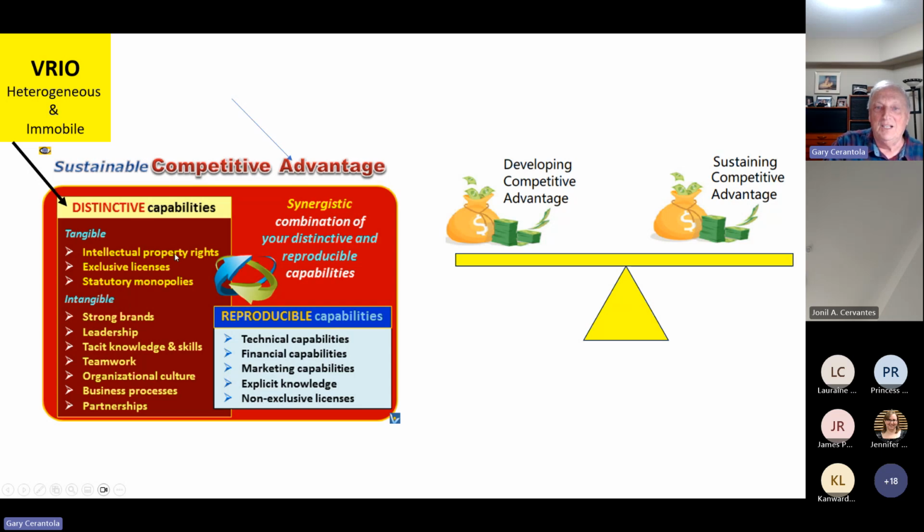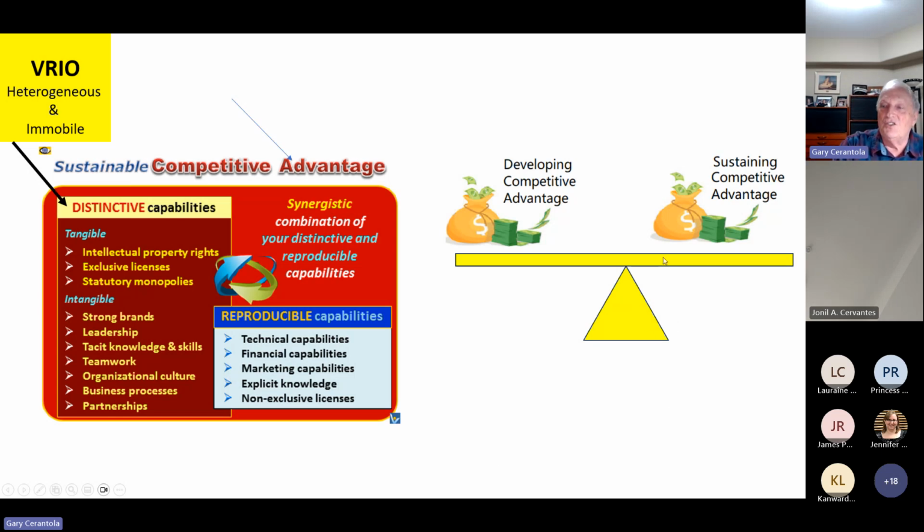So you have patents that maybe protect that, or exclusive licenses, and then intangibles: strong brands, leadership, really key competencies, which could be called tacit knowledge and skills that give you competitive advantage, teamwork, all these other things. And then understanding that there are some things that are reproducible. Your competitor can create better technical capabilities if they see what you're doing.